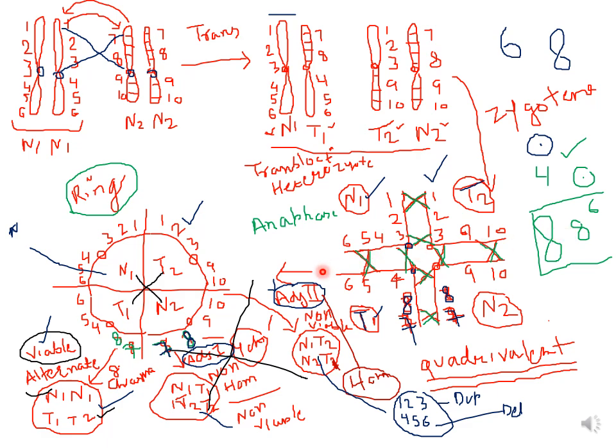So when these chromosomes try to separate from each other during anaphase, if four chiasma are formed, there is a ring structure formed, and we see alternate orientation, adjacent one orientation or adjacent two orientation. In adjacent one and adjacent two orientation, there will be deletion and duplication of genes, and in alternate orientation, there will be all the genes present. So this is the only orientation where the viable gametes are formed.